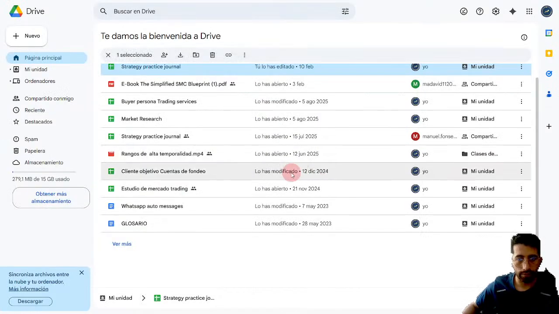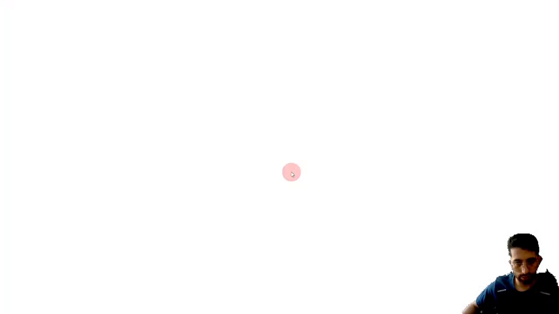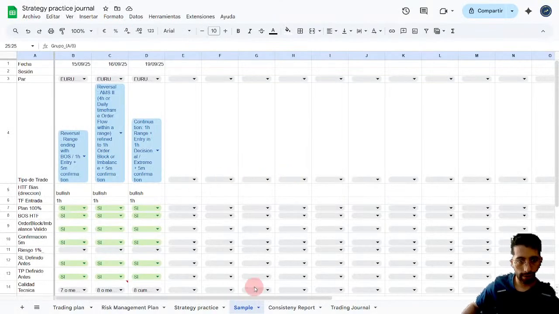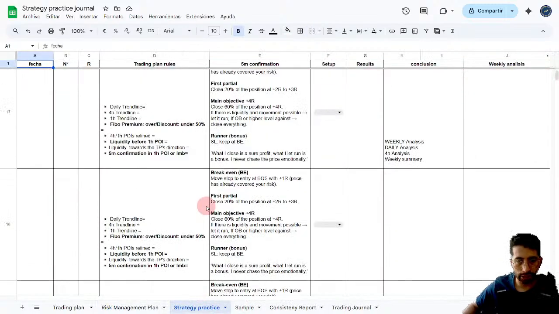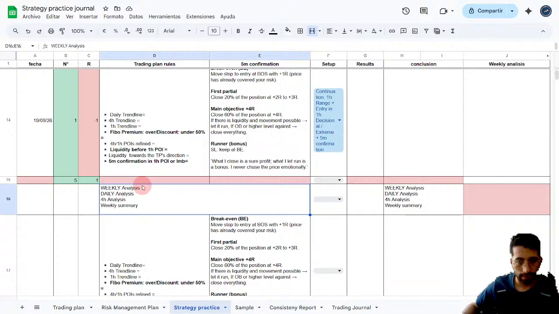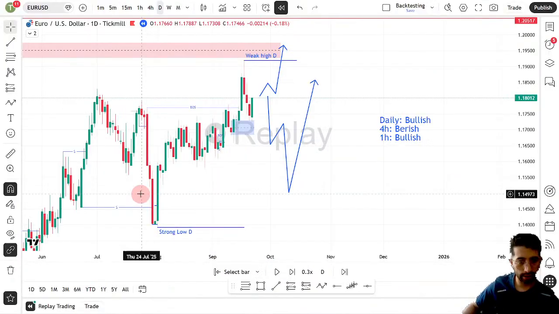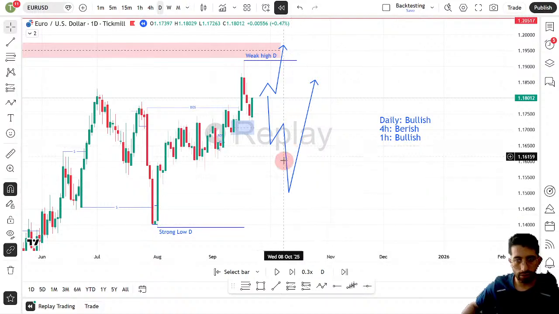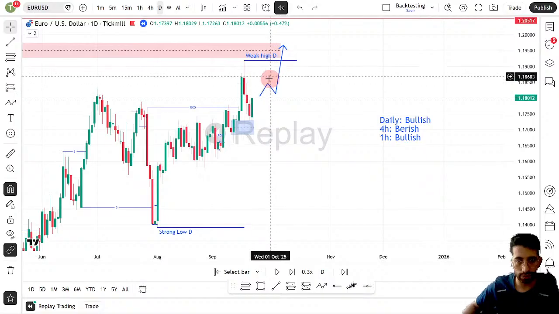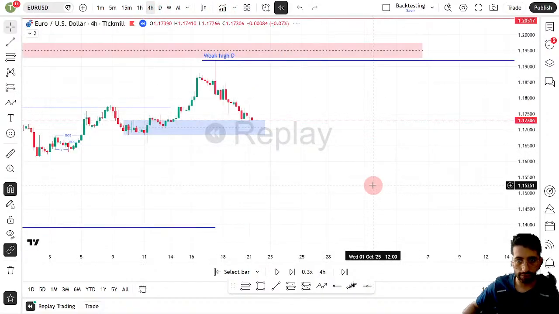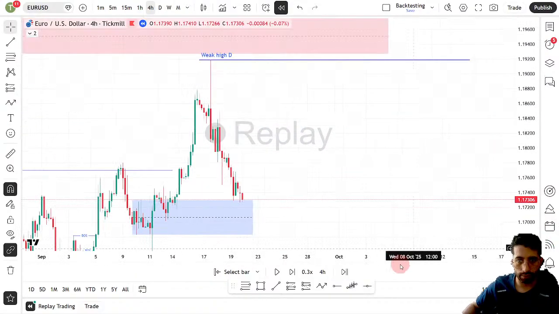Now, what I do most of the time is go to my strategy practice journal, because I'm doing backtesting. Since I'm just doing the daily analysis, I'm just gonna put it in the analysis. You just mark it as a reference. We're gonna imagine that this is Monday. Now we're gonna go to the 4 hour time frame just to spot what we're gonna do.